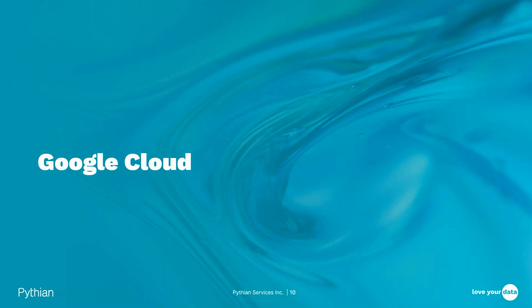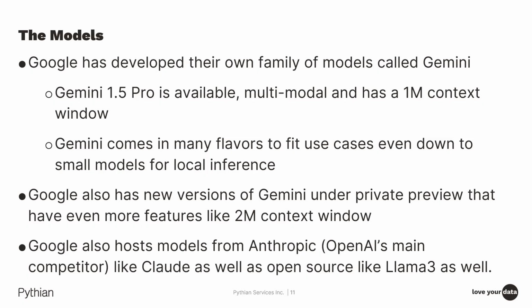Okay, now let's move over to Google Cloud. Google also has developed a very interesting family of models of its own called Gemini. Gemini 1.5 Pro is widely available today, July 2024. It is also multimodal, and a big differentiator in Gemini models is that they have very large context windows. Gemini has a 1 million token context window, so it allows you to feed more information in a single call to the LLM.